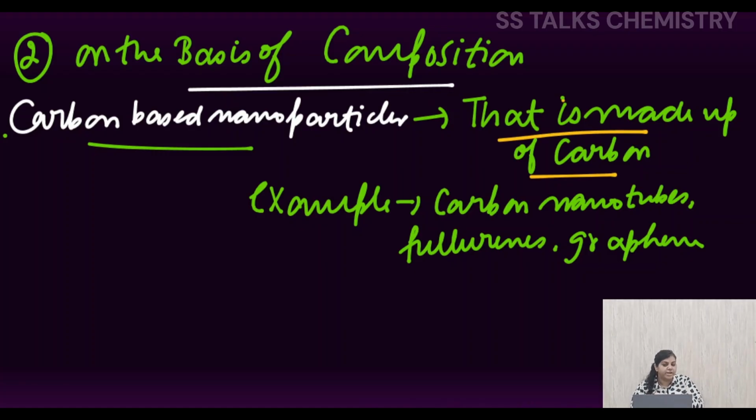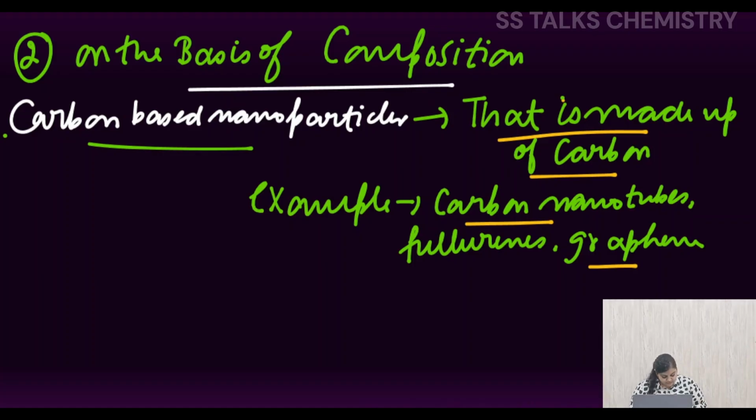Examples we have already seen: the fullerenes, that is your Buckminster ball, which falls in the category of zero dimensional nanoparticles. Next we have seen the nanotubes. We have seen the graphenes; graphene was lying in my two-dimensional nanoparticles. All these three are made up of carbon atoms and fall in the nanoscale range. That is why these are my nanomaterials made up of carbon. So these are my carbon based nanoparticles.